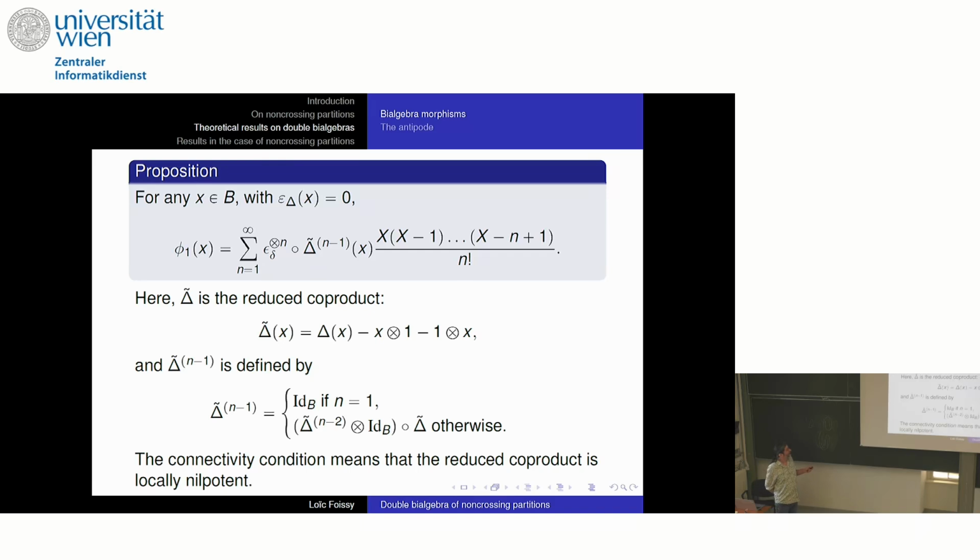You can observe that this is an infinite sum. The connectivity condition means that this, in fact, goes to 0 if n is large enough. The connectivity condition just means that this sum is in fact finite when applied to any x. This is the connectivity condition you have.